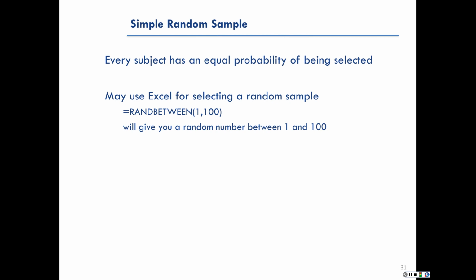In a simple random sample, every subject has an equal probability of being selected. Interestingly, you can use Excel for selecting a random sample. You enter the command =RANDBETWEEN(1,100), and that'll give you a random number between 1 and 100. You do that a bunch of times and you're going to get a bunch of random numbers, and then you can just pick people off your sampling frame like you were giving them lottery tickets.